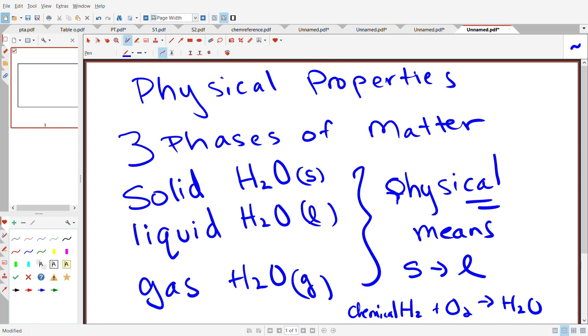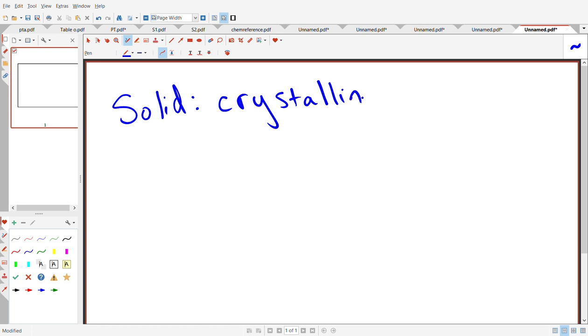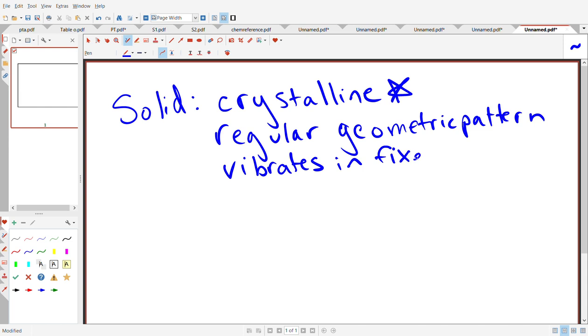And now I have to go into the definitions. What is a solid? A solid has the keywords they've been asking recently: crystalline, and it's a regular geometric pattern. And it, believe it or not, vibrates in a fixed position, but I don't see them ask that anymore. The only thing I see is regular geometric pattern and crystalline. And if they say which is crystalline, you have to know to pick a solid.